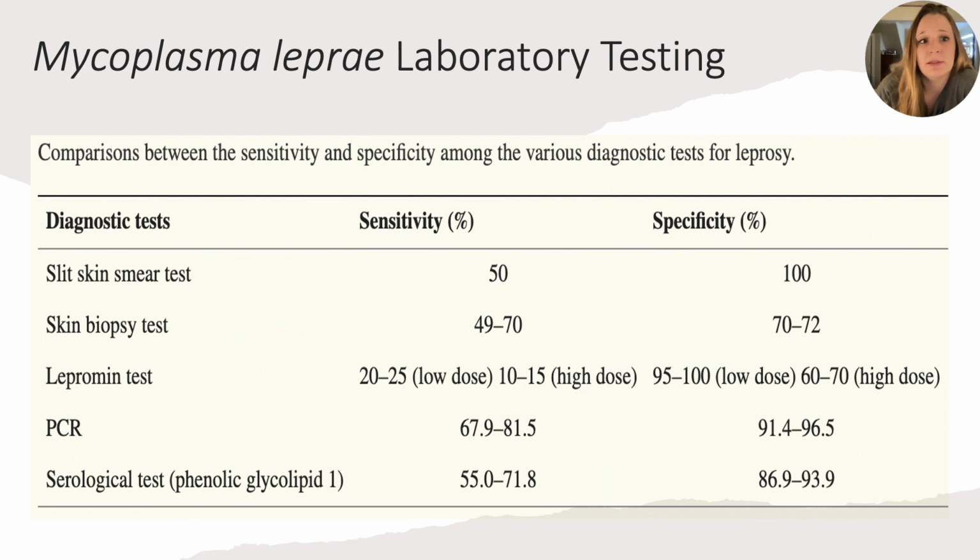Here you can see that the sensitivity and specificity of the slit skin smear test make it such an important diagnostic tool, as it has nearly 100% specificity for leprosy and leprotic reaction diagnoses. While the others are not used as frequently, they are sometimes used in conjunction, but most importantly, the skin biopsy test will be used with the slit skin smear test in order for testing to be complete.